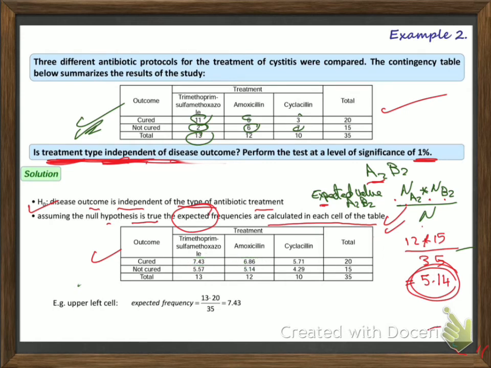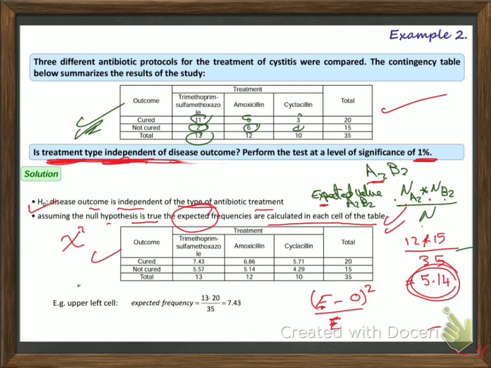So after getting this one, we have to calculate the chi-square. Chi-square equals expected value minus observed value, divided by expected, okay? Divided by the expected value. But here, this one has to be squared, and this has to be done for each cell.